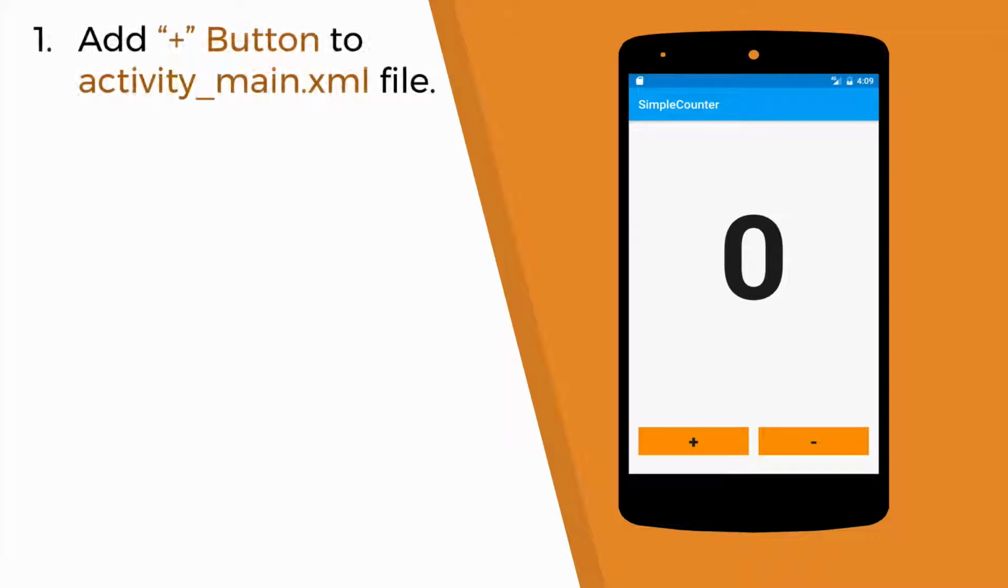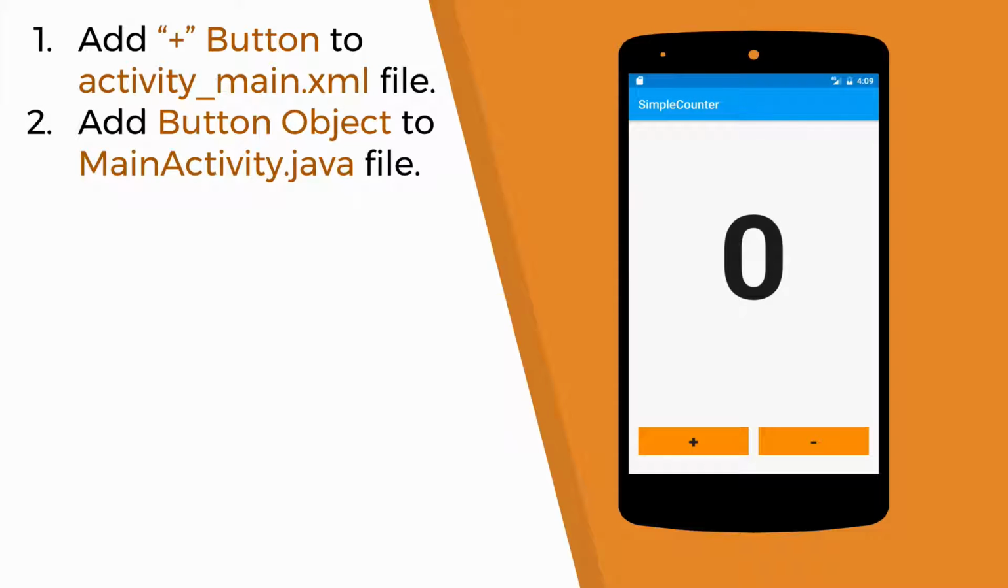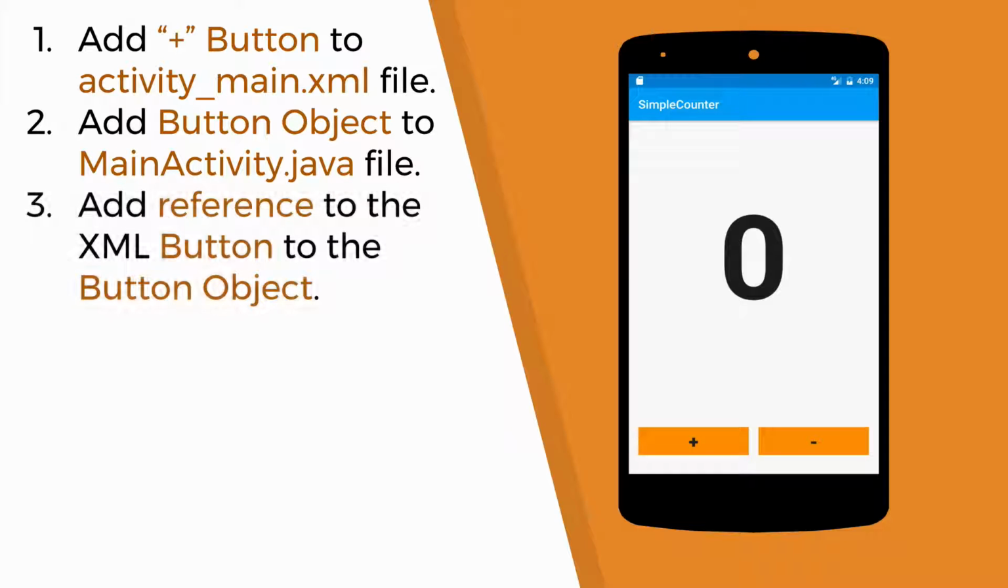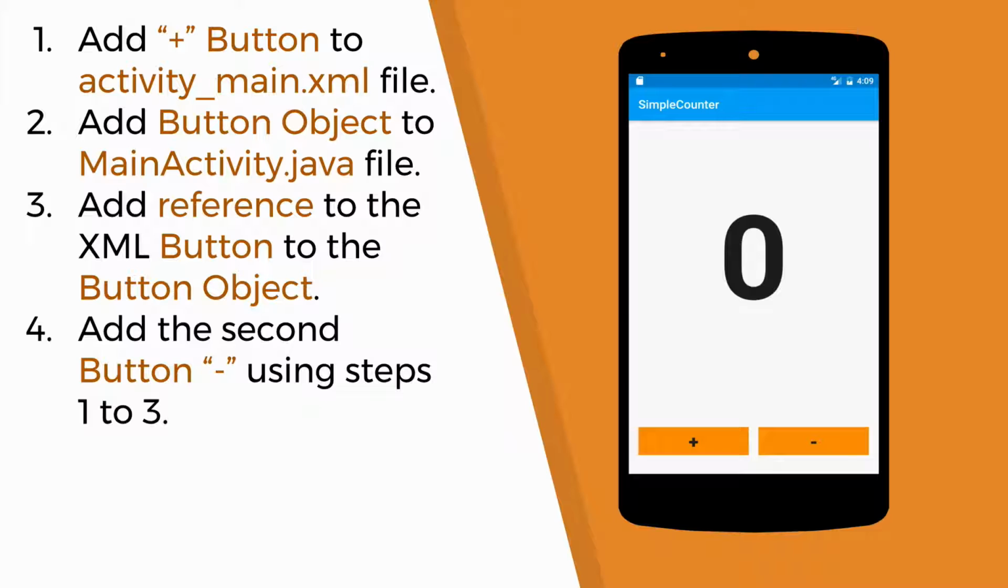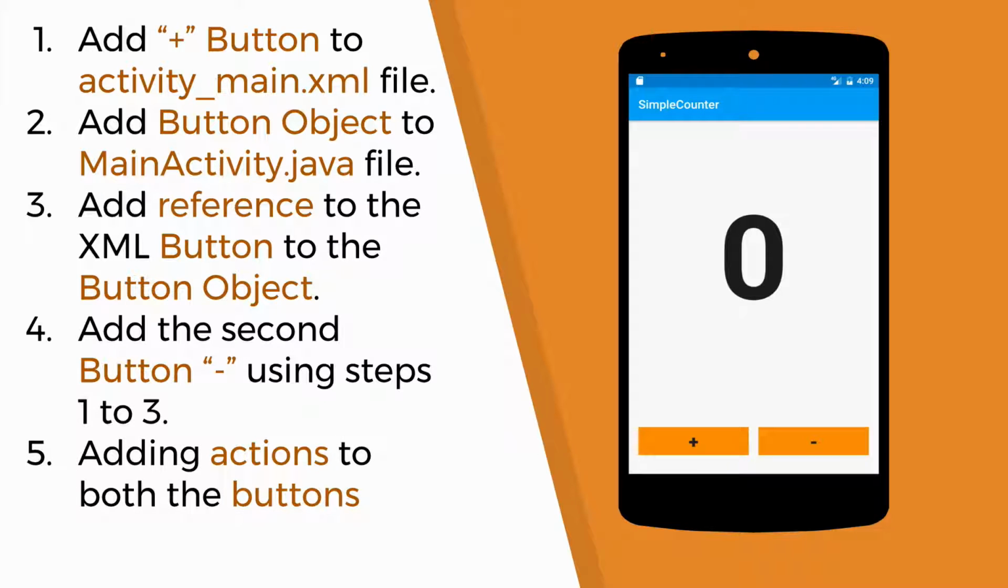For this also, I have divided the process into 5 steps. First, add plus button to the activity_main.xml file. Next, add button object to MainActivity.java file. Third, add reference to the XML button to the button object. Fourth, add the second button minus using steps 1 to 3. And last, adding actions to both the buttons. In this session, we will implement steps 1 to 4.